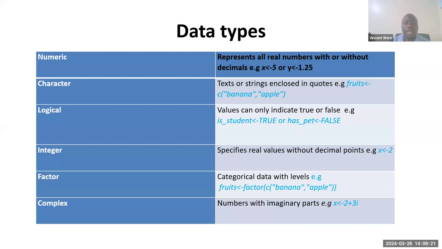Can you create a container called fruits? And inside fruits, can you put two things? Put banana and put apple. I want you to do the first one. Write something called fruits, and then inside fruits, assign it to contain banana and apple.